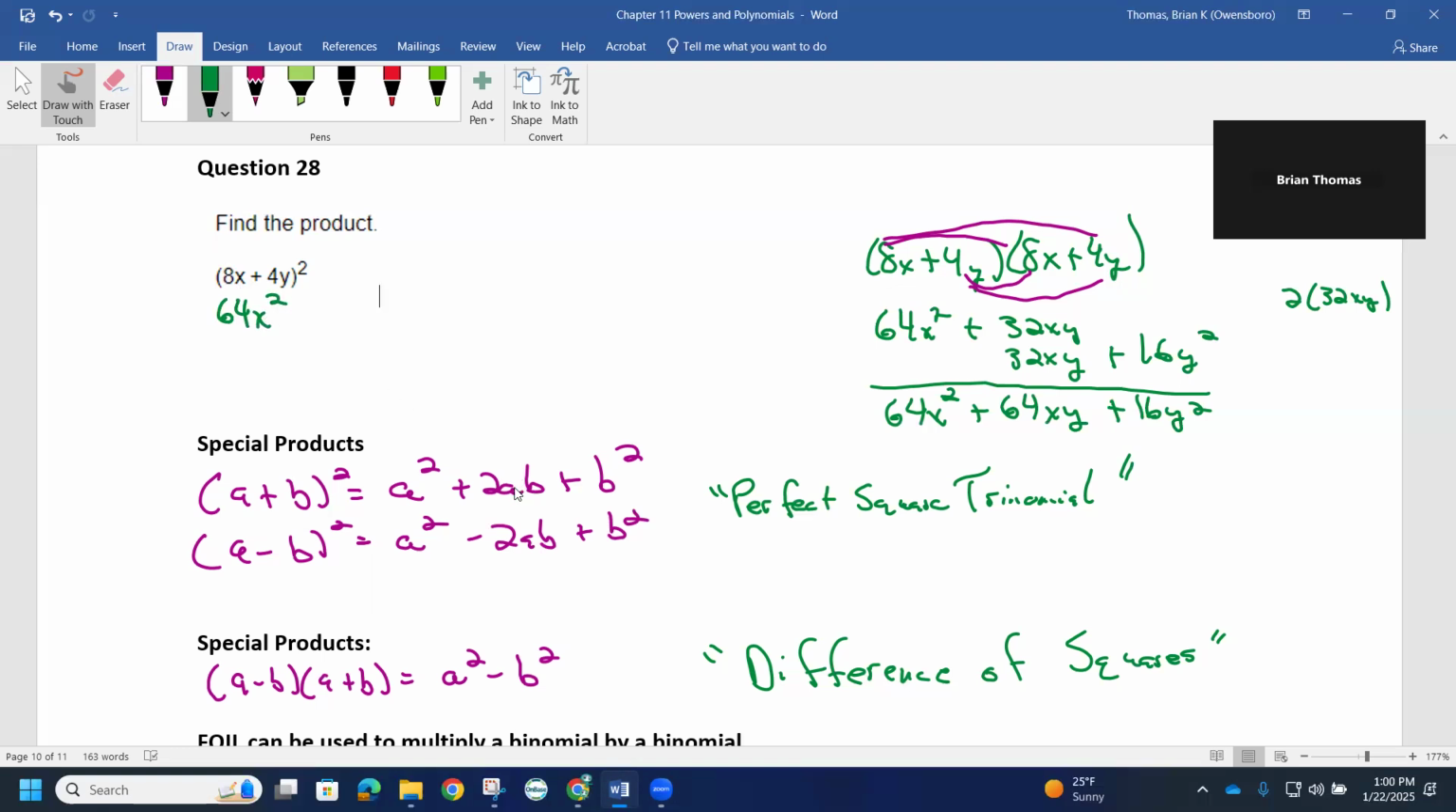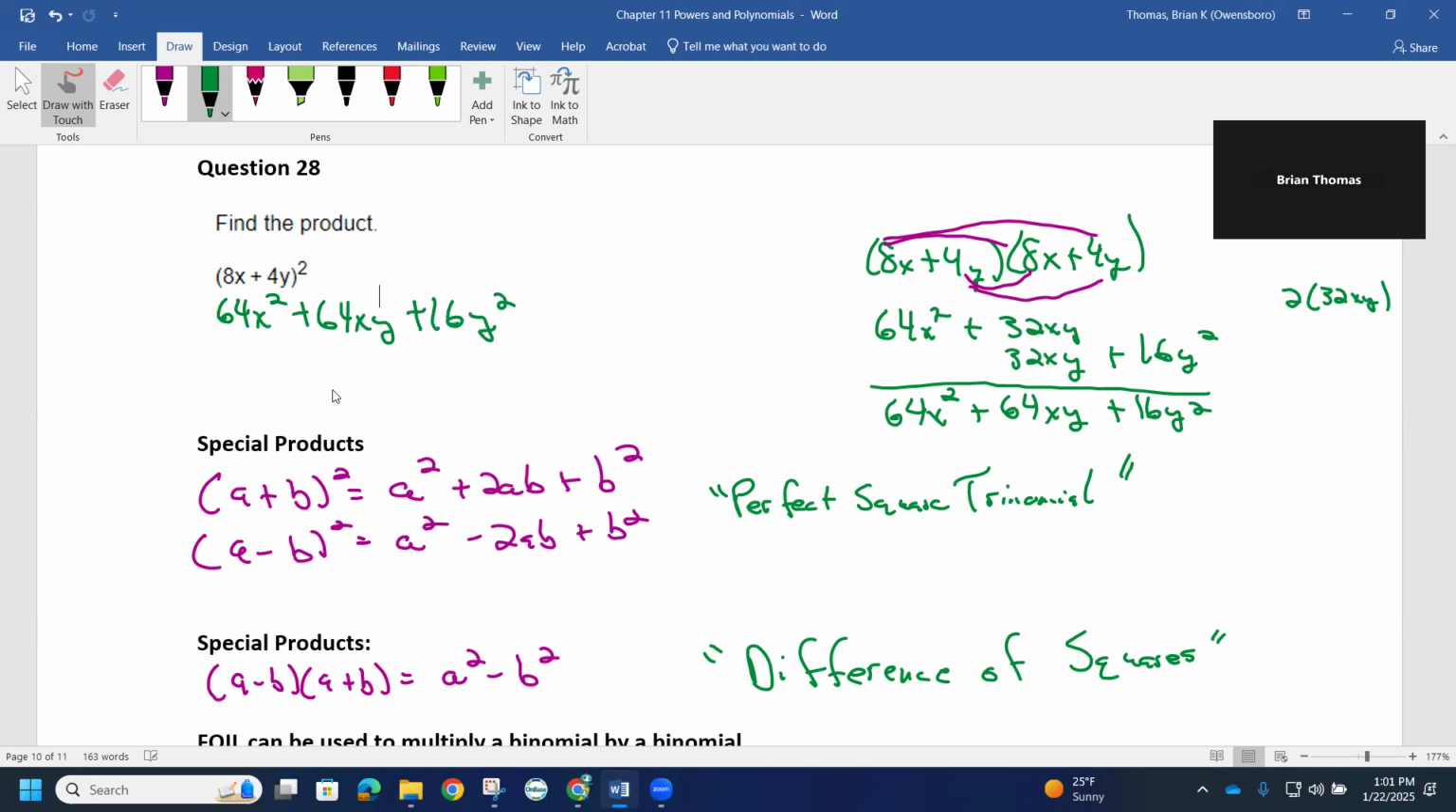Then the next move is to multiply A times B and then double it. So 8x times 4y would be 32xy, but if I double it, 32 and 32 is going to be 64xy. And then the last move is to square the B. So 4y times 4y would be 16y squared.